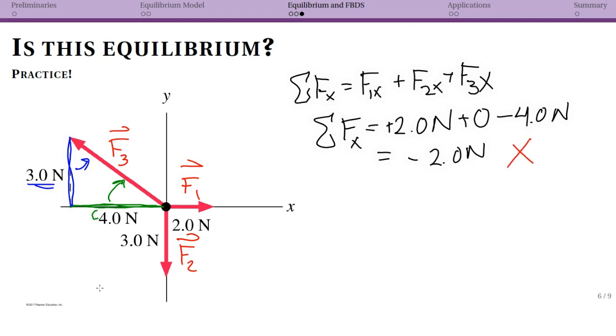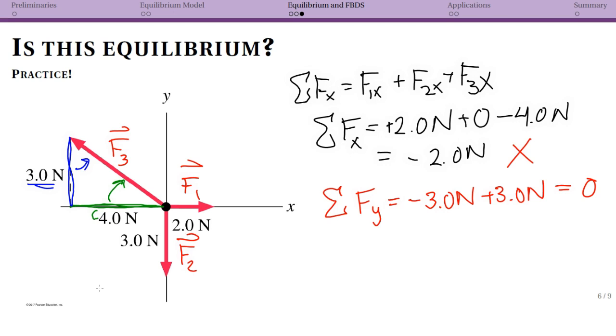So let's go ahead and also do it in y. And now we are going to skip that initial step, and I see that my F1 is 0 in y, my F2 is negative 3 newtons in y, and F3 is positive 3 newtons in y. This actually does work out to 0, but that doesn't mean it's an equilibrium in y. That doesn't make any sense to say. It is either completely an equilibrium or not at all an equilibrium.